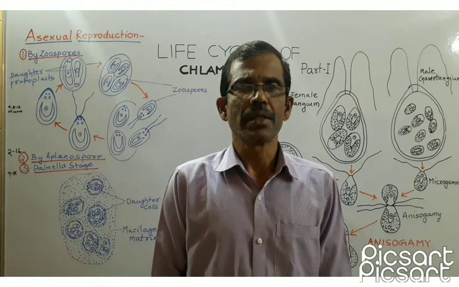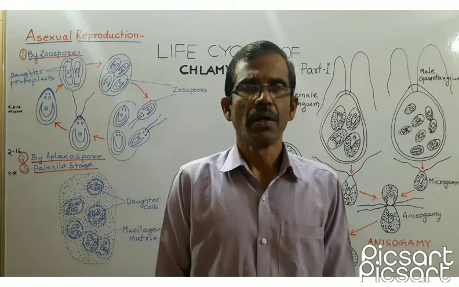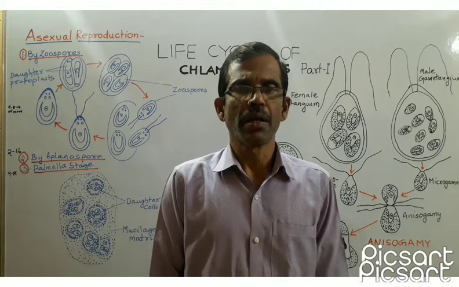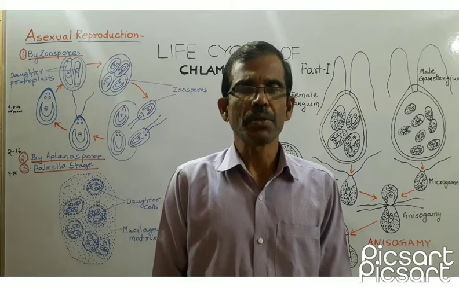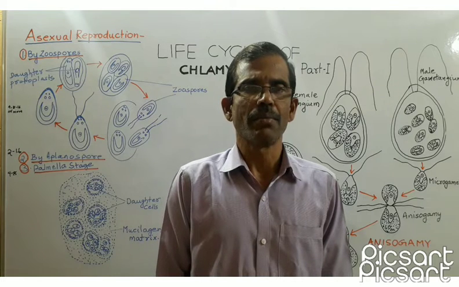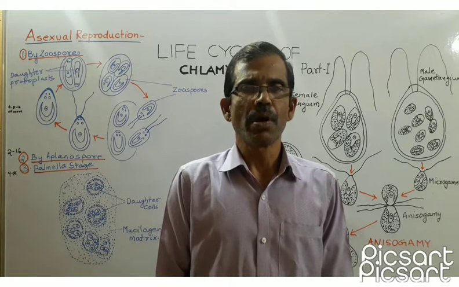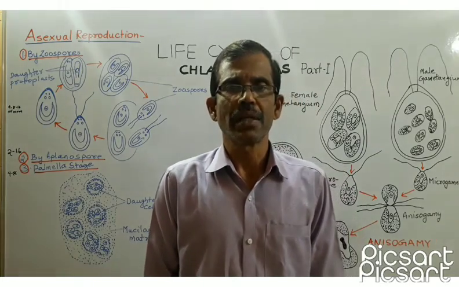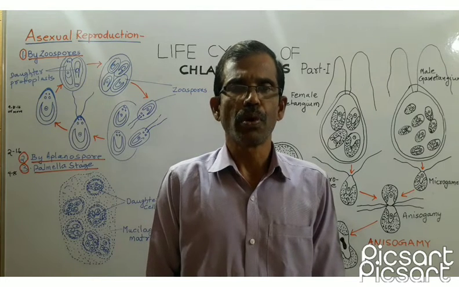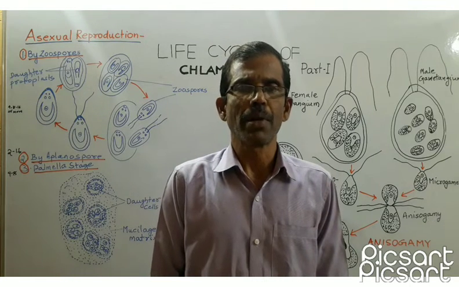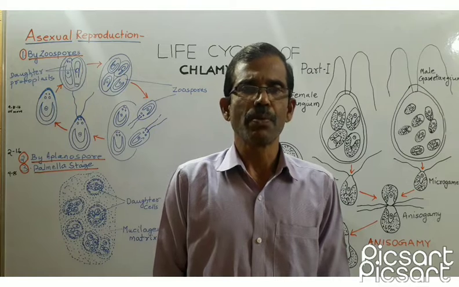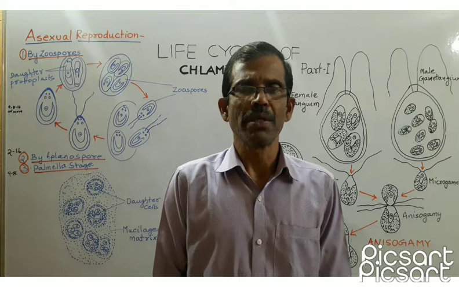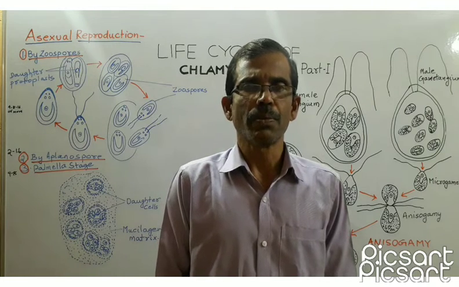Today we shall discuss the life cycle of Chlamydomonas. Chlamydomonas is a motile unicellular green algae. It reproduces by asexual and sexual methods. Asexual reproduction occurs by the formation of different types of asexual spores like zoospore, aplanospore, hypnospore and palmella stage. The sexual reproduction can be isogamous, anisogamous or primitively oogamous depending upon the species.